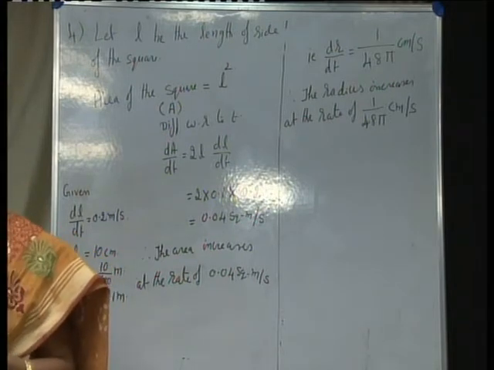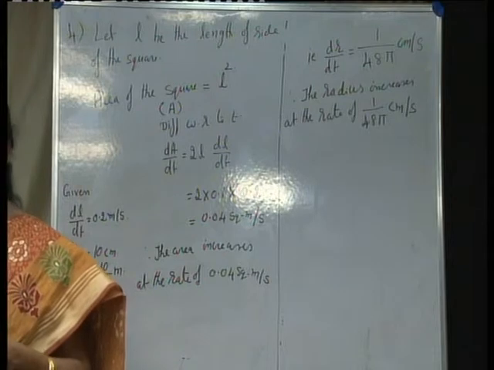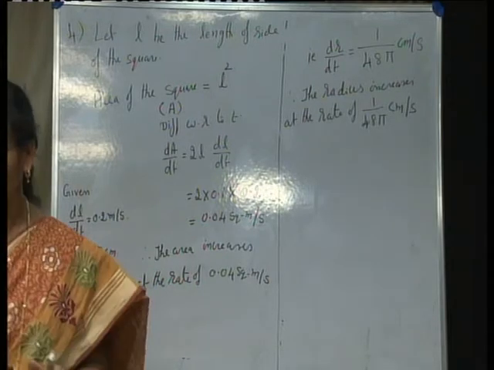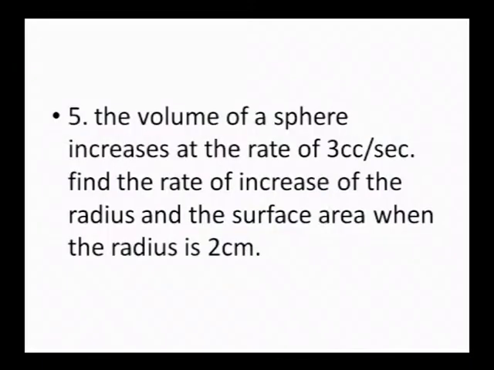The volume of a sphere increases at the rate of 3 cubic centimeter per second. Find the rate of increase of the radius and the surface area when the radius is 2 centimeter.